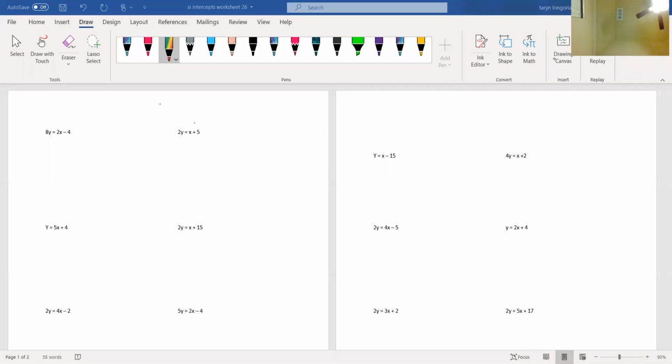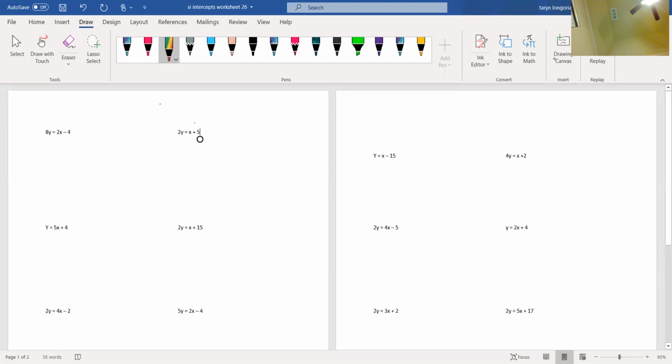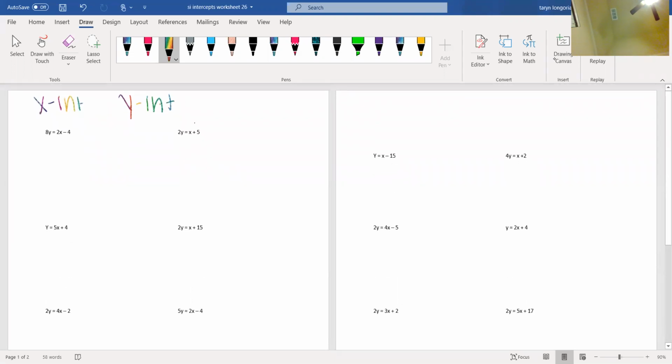Okay, for this first part, we are going to find your x-intercept or your y-intercept. For the key, I did both. Ideally, it's good to do both, but since I like to write big, we'll do this column x-intercepts and this column y-intercepts.